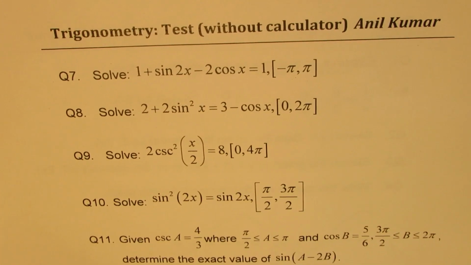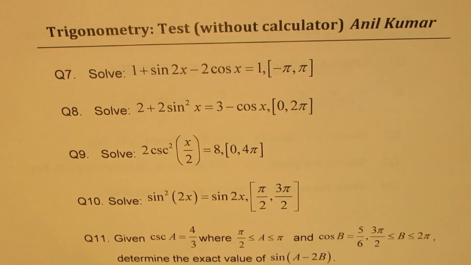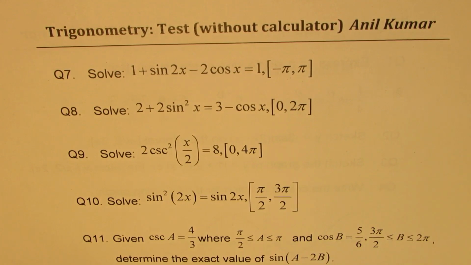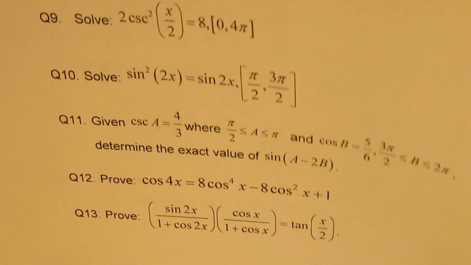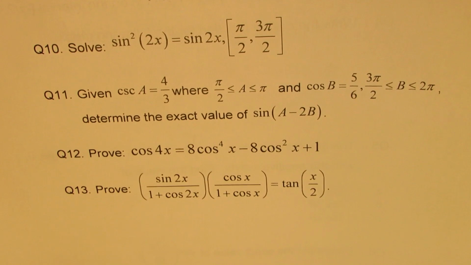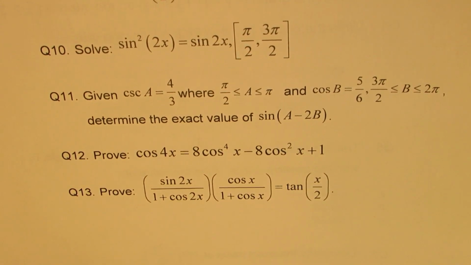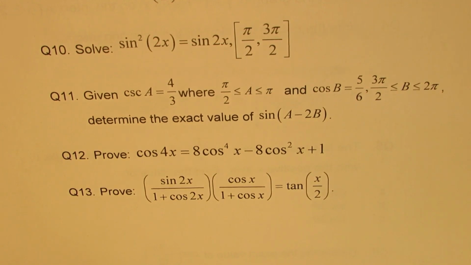Now we have some questions related to trigonometric equations. These should be solved within the given interval as discussed. Then question number 11, we are given cosecant A in quadrant 2, cos B in quadrant 4, and we need to determine the value of sine of A minus 2B. Question 12 and 13 are to prove trigonometric identities involving double angles.